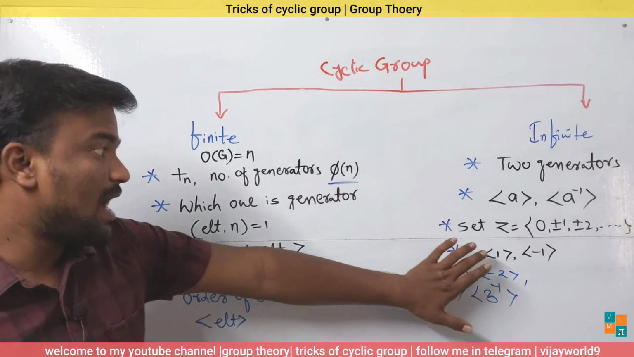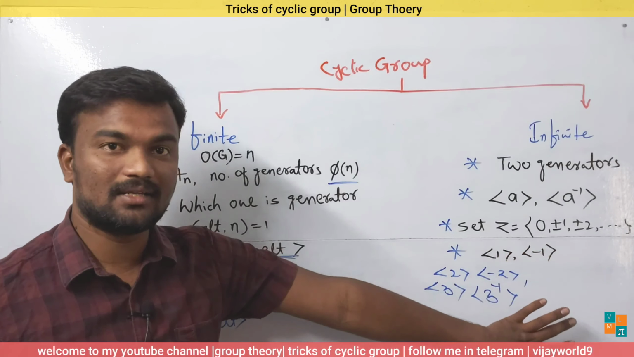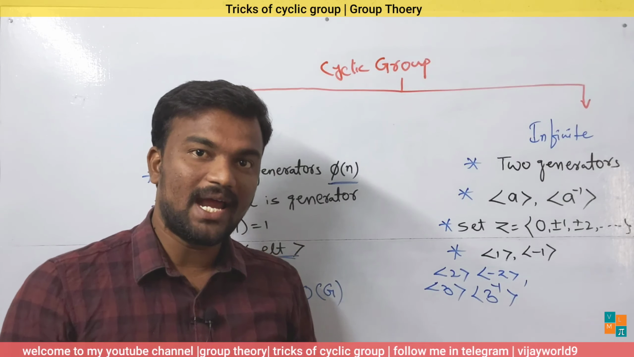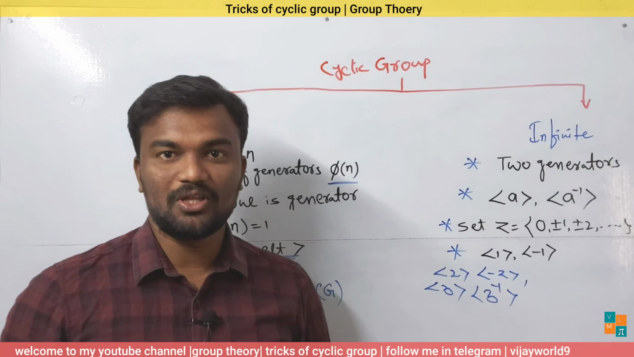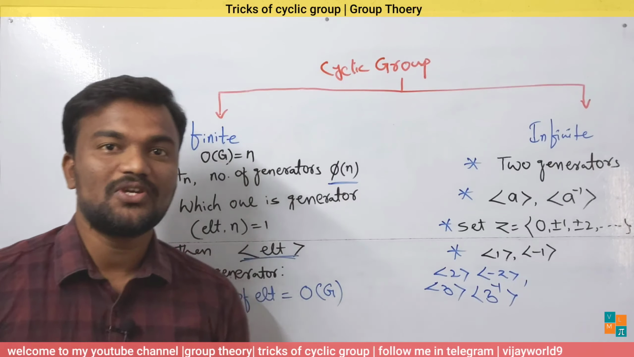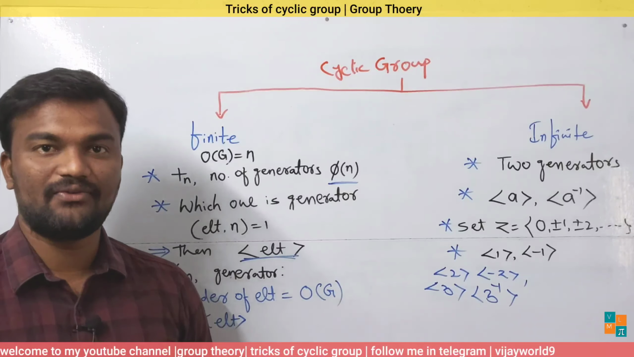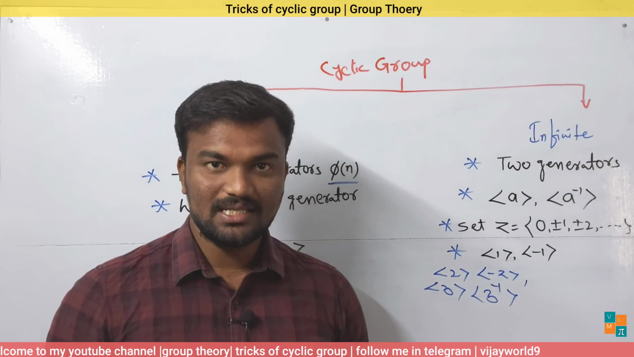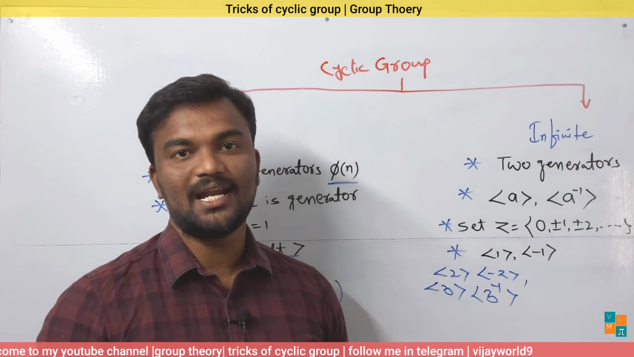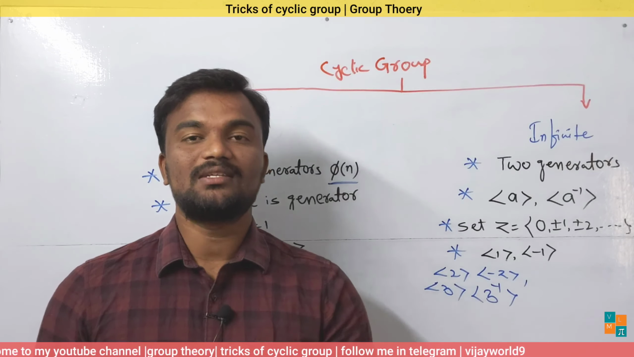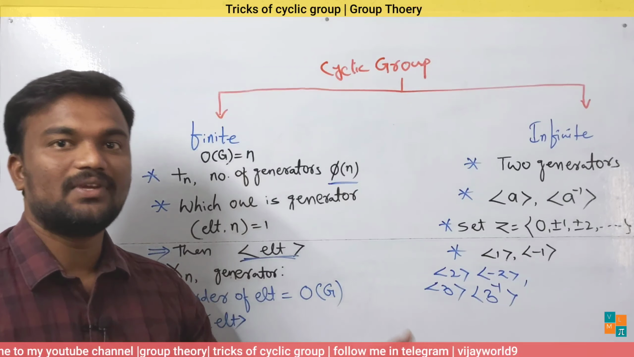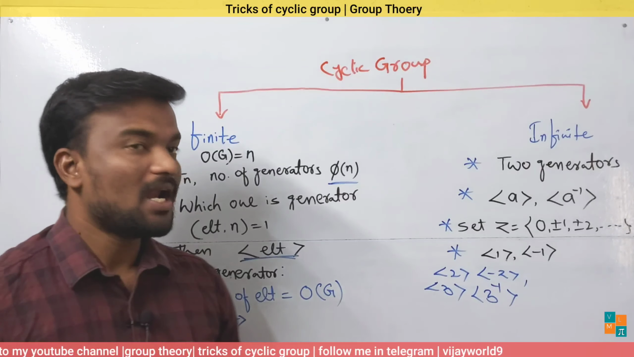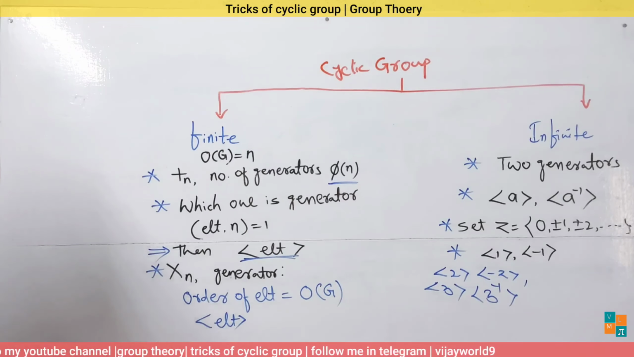For Z, 1 and minus 1, these two are the generators. I am saying examples here. If 2 is a generator of the infinite cyclic group with respect to addition, then minus 2 is also a generator of the infinite cyclic group. If 3 is the generator of the infinite cyclic group, then 3 inverse is also a generator of the infinite cyclic group with respect to multiplication.